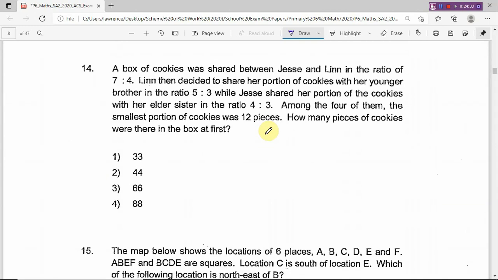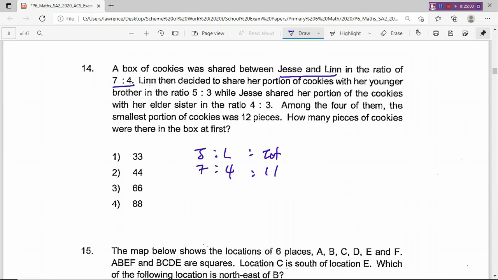Alright, so what do we do? Now to help to break down the problem, what you can do is to write out the ratio. So a box of cookies was shared between Jesse and Lynn in the ratio 7:4. So you write out the ratio like this. Okay, and of course ratio must always have a total. Or is there a total for this ratio? The question did not talk about total, did not ask about total.